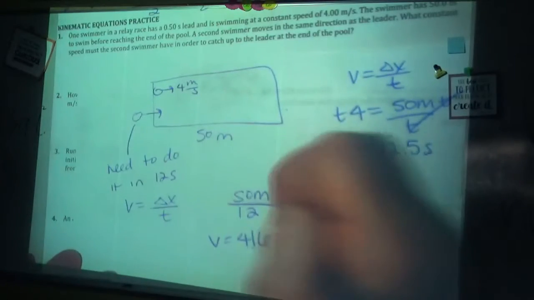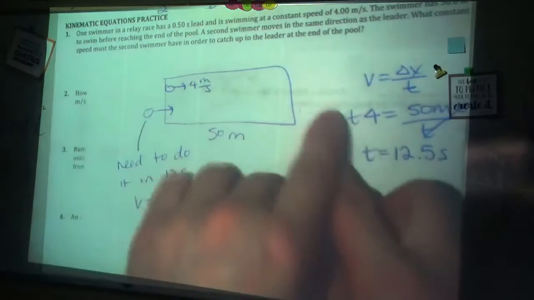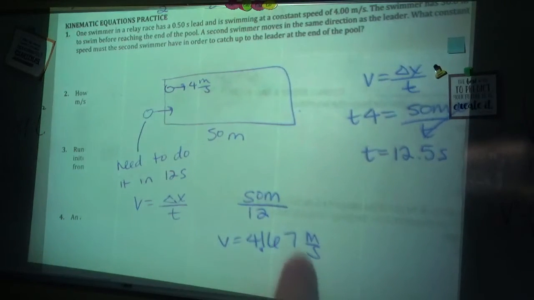Well, if they take 12.5 and have a 0.5 second lead, then this girl has to do it in 12 seconds so that at the end they've caught up. Her in 12.5, her 0.5 head start, her in 12. And now you just calculate. Velocity is displacement over time. So 50 meters, because it's still the same pool, but now in 12 seconds gives me a velocity of 4.167. And it should make sense that she would have to go a little bit faster than the other one in order to catch up. If you were to add and do 13, you would get a slower speed, which doesn't make sense.